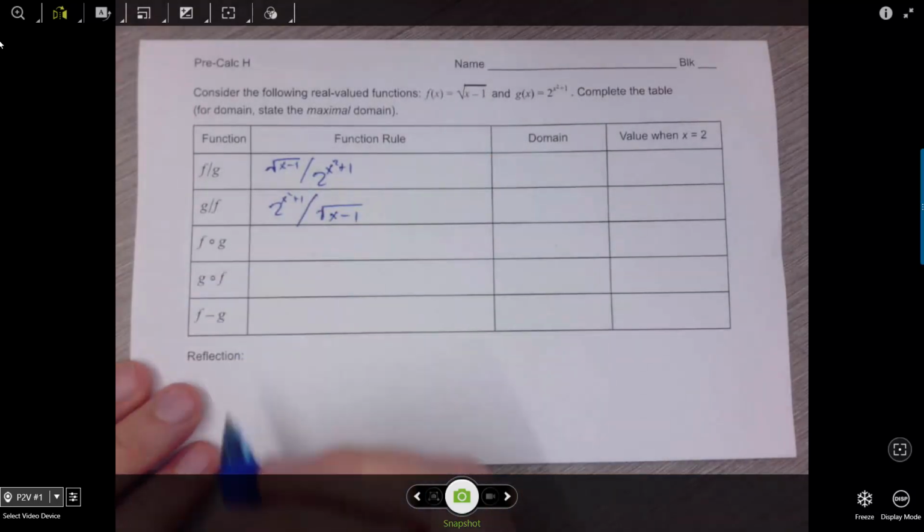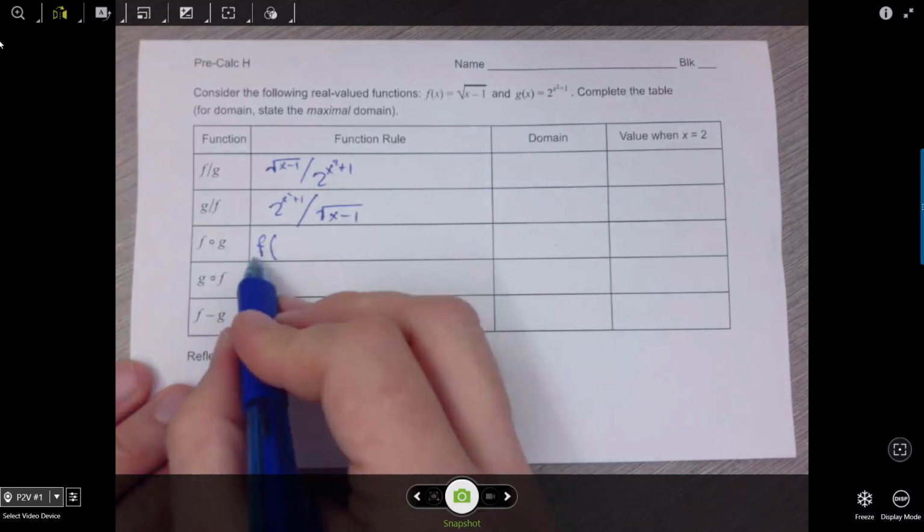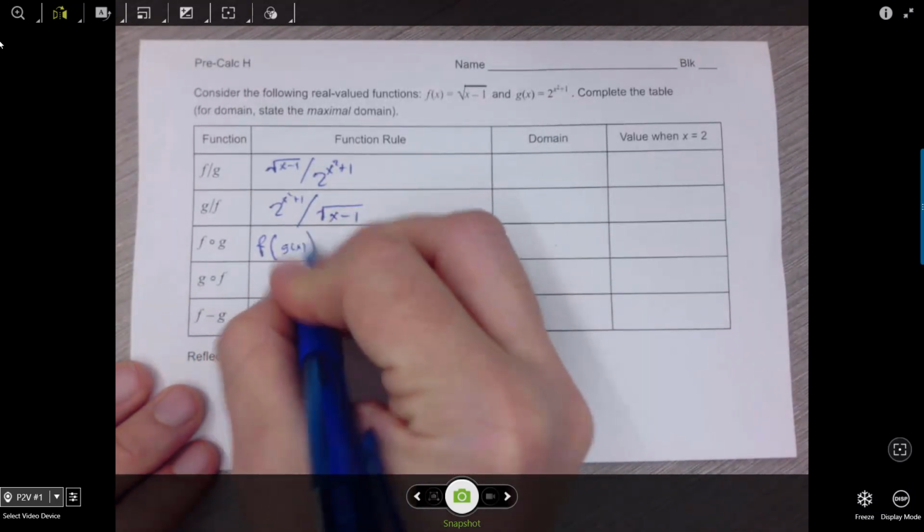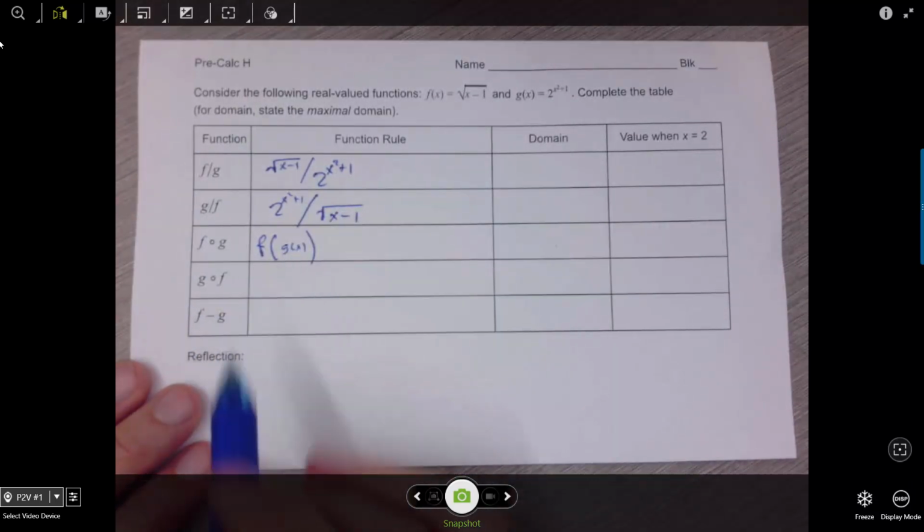F of g of x is the same thing as saying, let's take the f of the g function. So g is the inner function and f is the outer function.